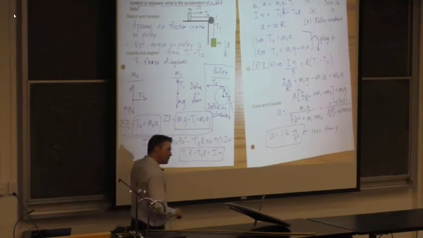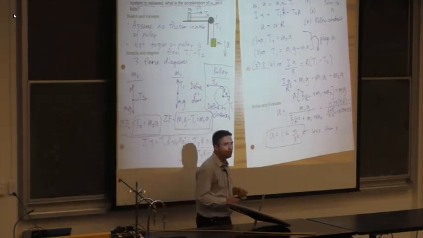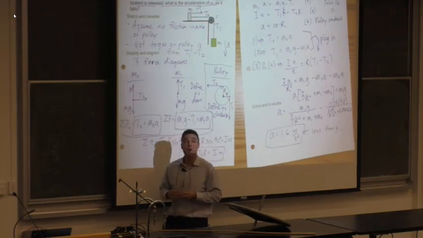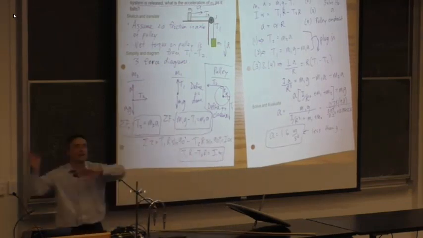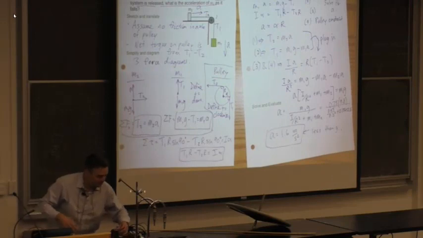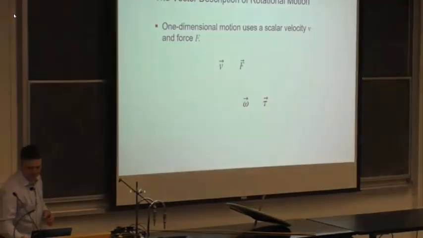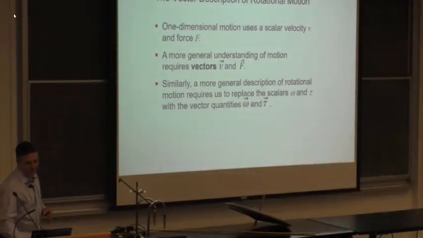There's one more thing on the to-do list today, and it is rotational momentum. So I told you there's an analogy to everything that was linear. There's an analogy in rotation. So remember momentum, P equals mV? Well, now we have the vector description of rotational motion.